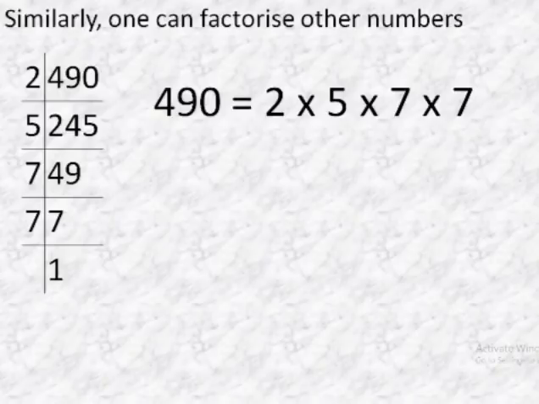Similarly, we can factorize some other numbers. For example, 490. If we divide it, again the same grid, and we'll start to divide this by 2 and then by 5 and 7 and 7. So we can see this 490 has been factorized.